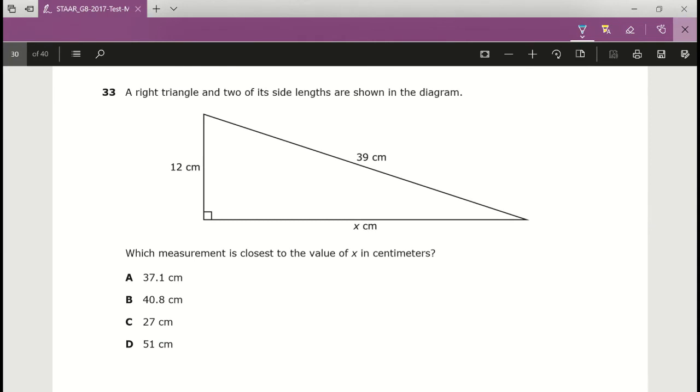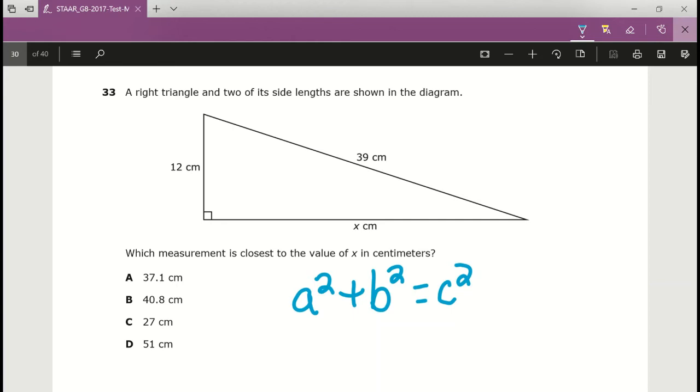Alright, so this is a Pythagorean theorem question. What we do is first we should write down our Pythagorean theorem formula. So a squared plus b squared equals c squared. The Pythagorean theorem formula is given to you on your STAR reference sheet. It's at the bottom, under a kind of random assortment of things. So we write down the Pythagorean theorem formula.